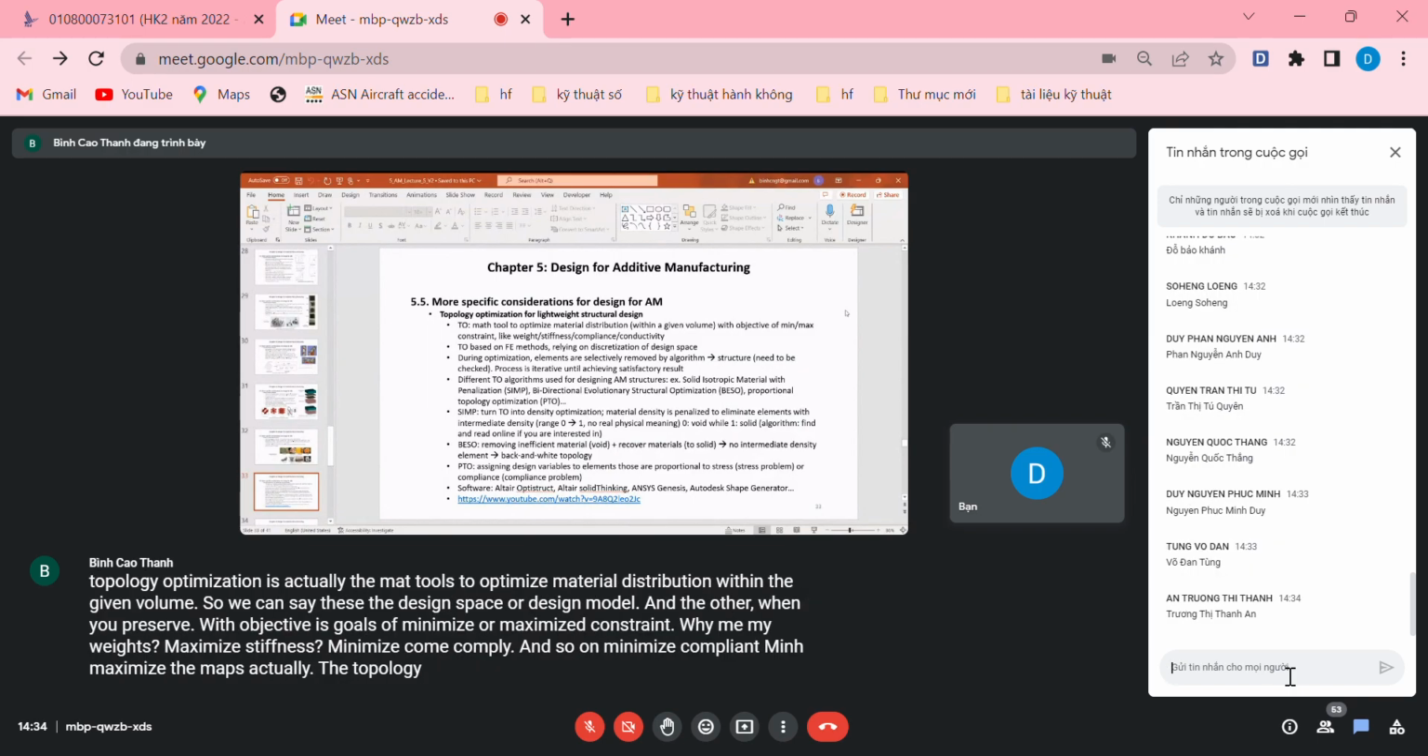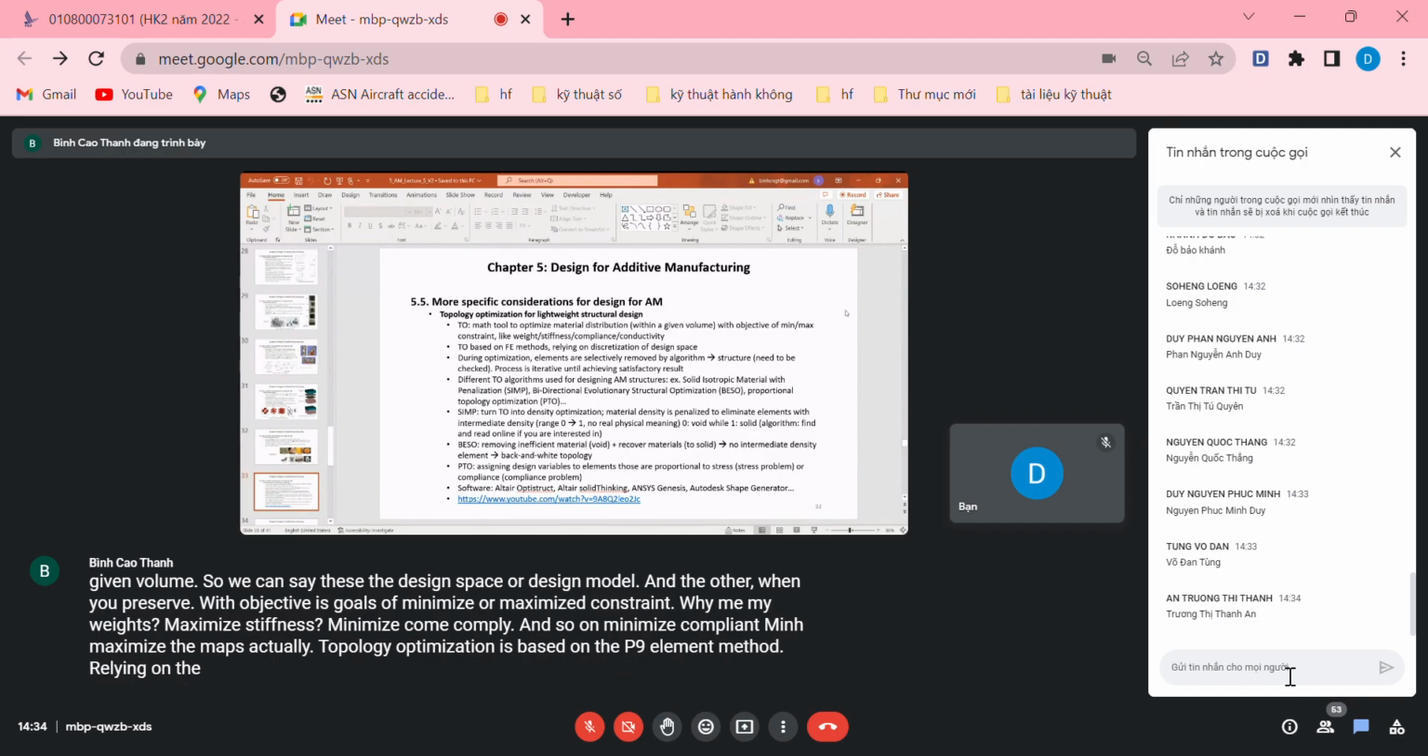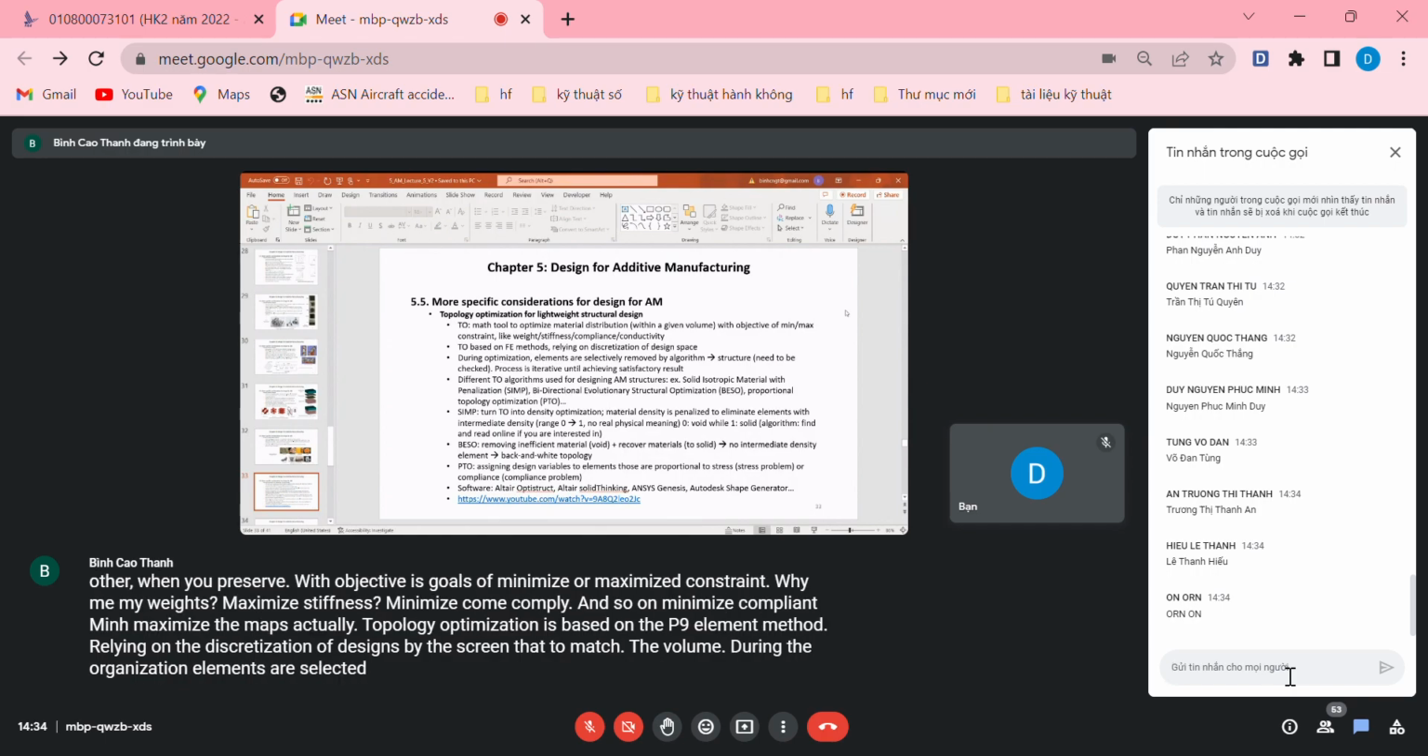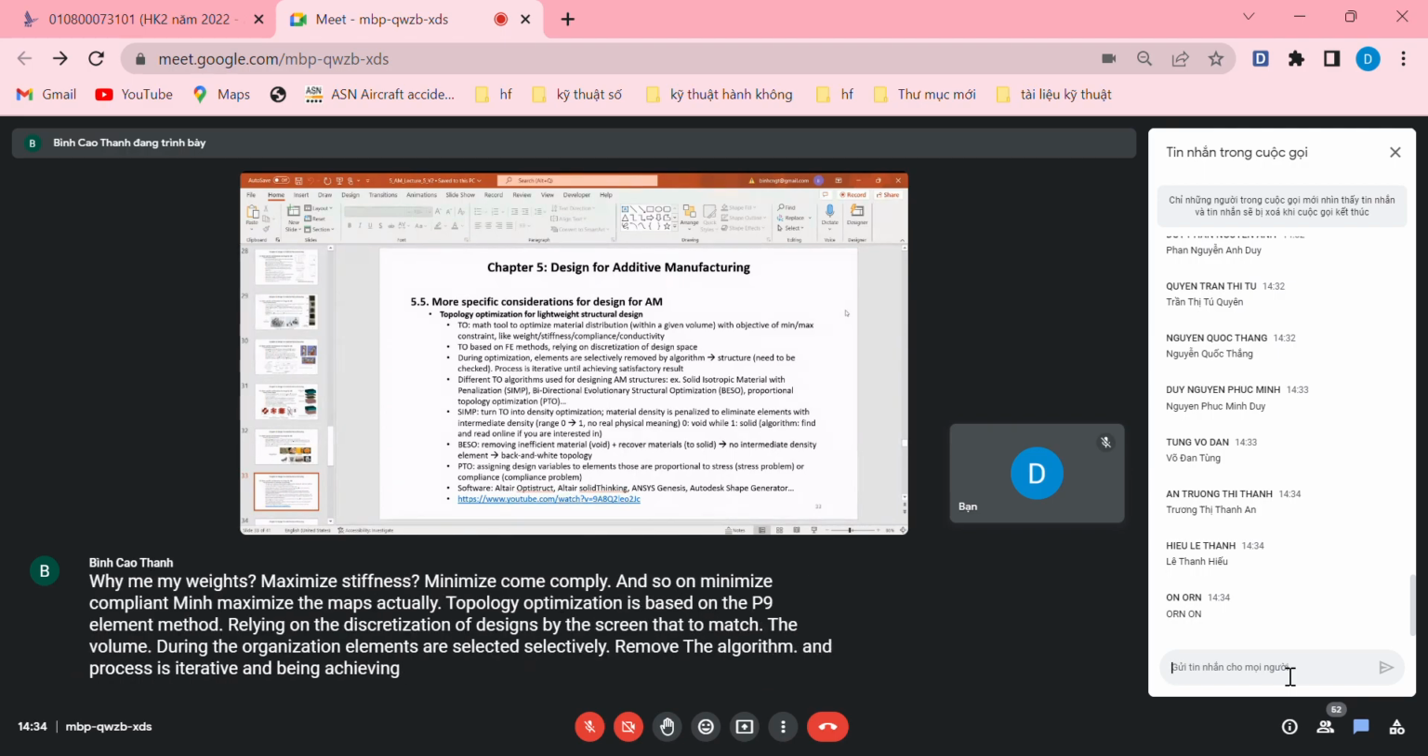Topology optimization is based on the finite element method, relying on the discretization of design space, meaning that to match the volume. During the optimization, elements are selectively removed by the algorithm, and the process is iterative until achieving the satisfactory result.